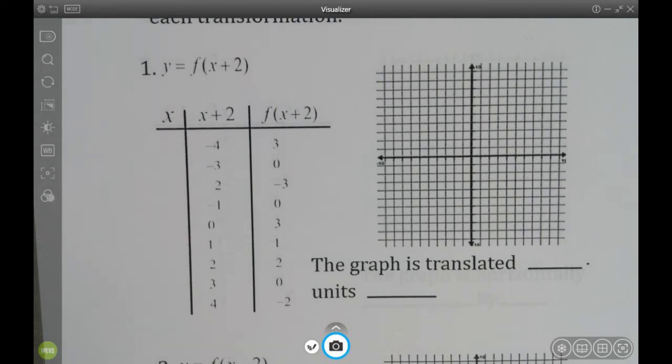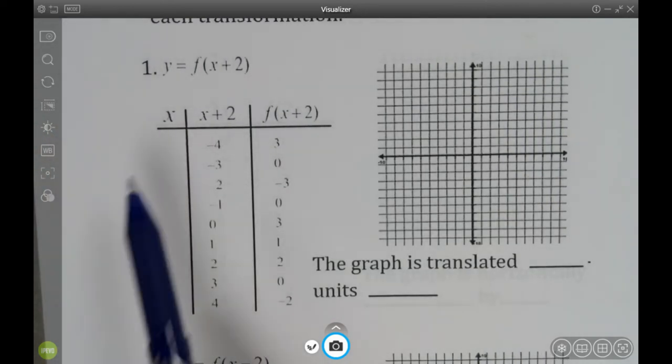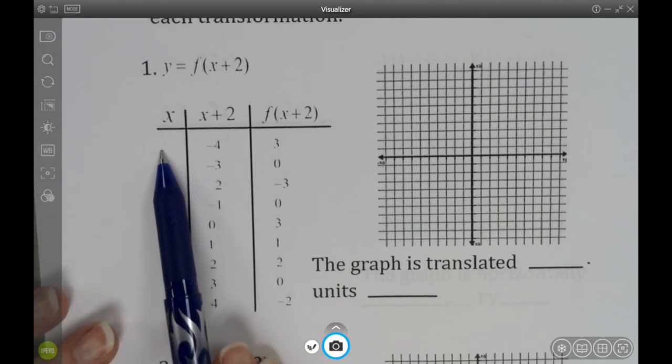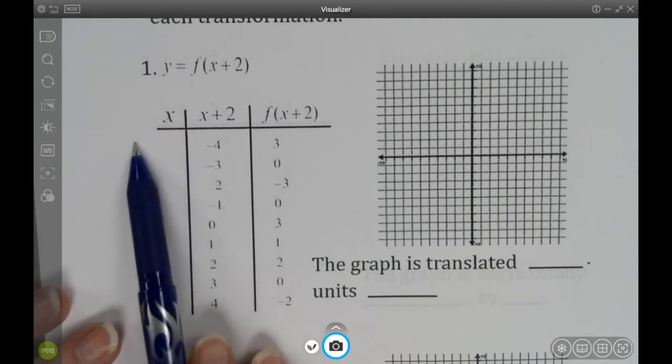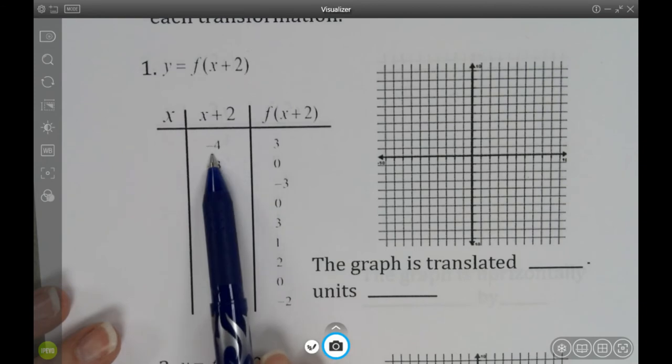All right. So this time I have another +2. But why is this one different? Where is the +2 this time? It's next to the x. It's on the inside of those parentheses, right? So now my table looks a little bit different. I need to find my x value when they give me what x +2 looks like.